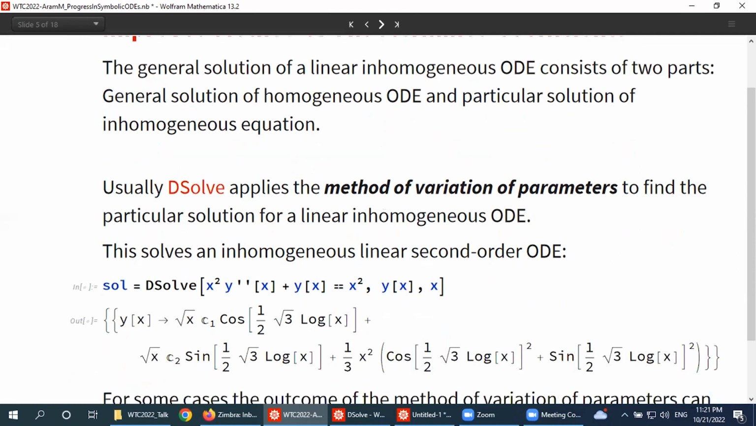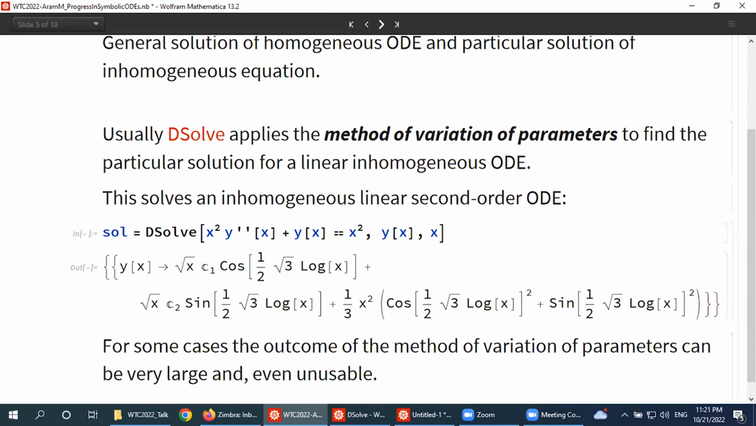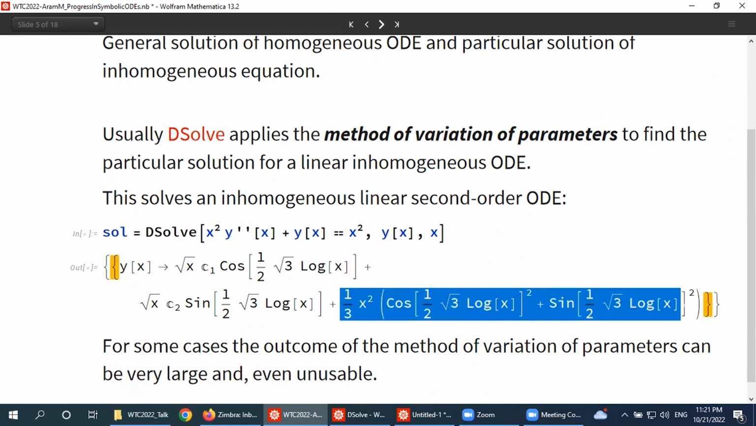And here's an example. We have a second order differential equation with inhomogeneous term x squared. And this is the general solution of this equation. Here, the first two terms are the general solution of the homogeneous equation, and this last term is the particular solution of the inhomogeneous equation obtained using the method of variation of parameters.